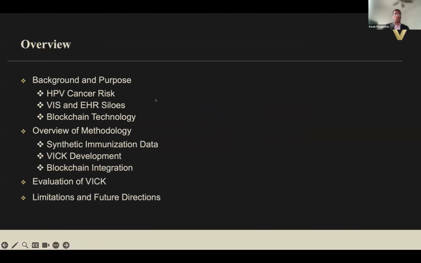So here's the main structure of what we'll be talking about today. I'm going to be discussing some background first and motivations behind our project, focusing on HPV cancer risk, the gaps between VIS and EHR systems, and how blockchain can help improve data sharing. Then I'll move into the methodology. And finally, Dr. Tuan will touch on how VIC was evaluated and blockchain implementation, and end with a few limitations and future directions for our project.